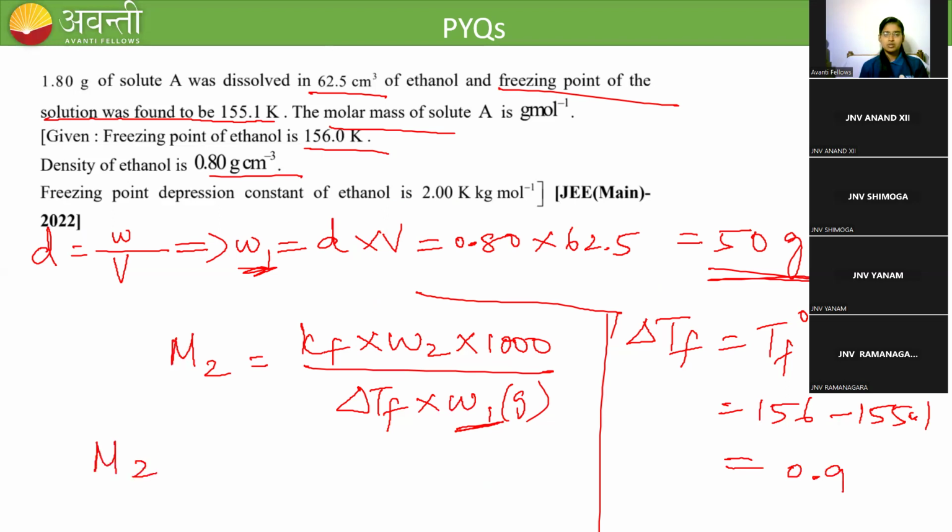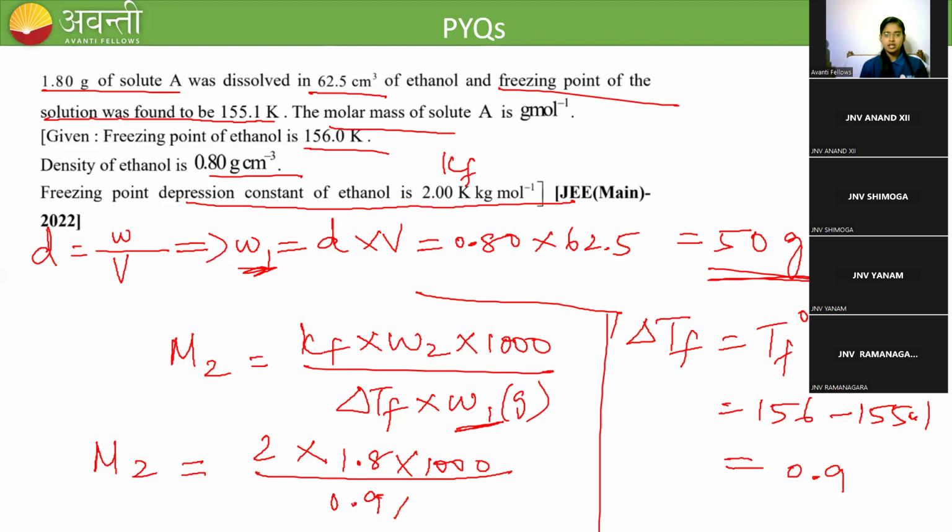So the molar mass of the solute A is equal to Kf, the freezing point depression constant, which is 2, into W2, the mass of the solute, which is 1.8, into 1000, divided by delta TF, which is 0.9, into the mass of the solvent, which is 50 gram. Now we can solve this. Cancelling, we get 40 into 1.8 divided by 0.9.